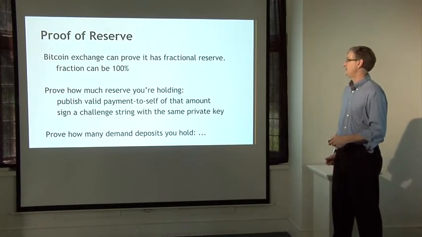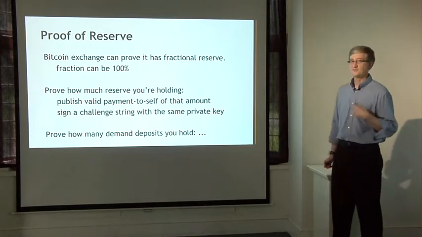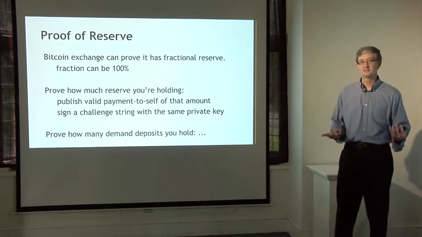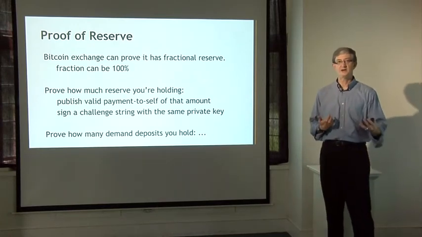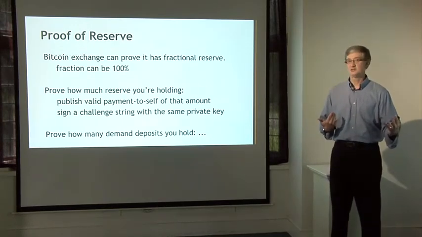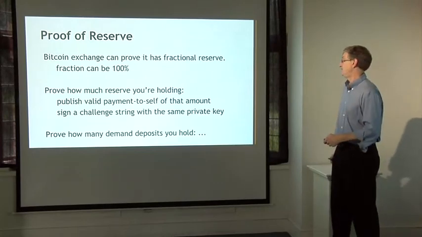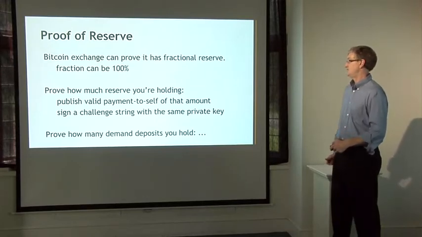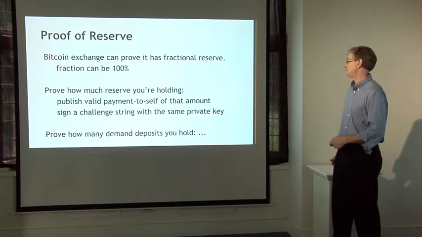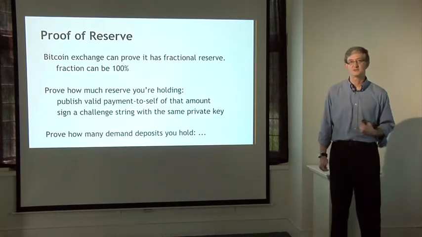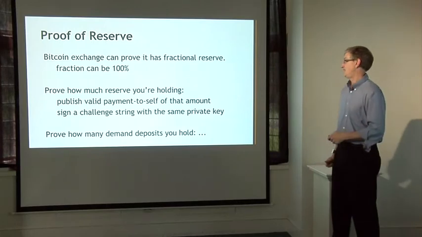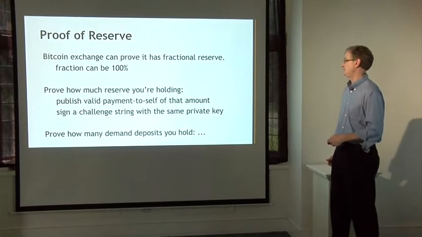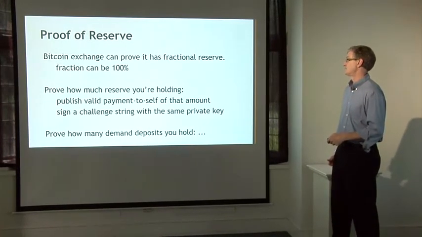So the company publishes a valid payment to self transaction of that amount. That is, if they claim to have 100,000 Bitcoins, they create a transaction in which they pay 100,000 Bitcoins to themselves and show that that transaction is valid. Then they sign some challenge string, that is some random string of bits that was generated by some impartial party, and they sign that challenge string with the very same private key that was used to validate that payment to self transaction. That proves that someone who knew that private key was participating in this proof of reserve.